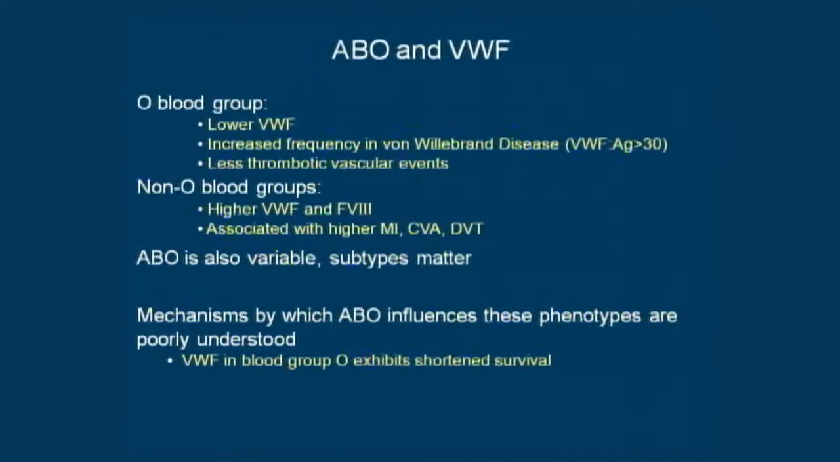So O blood group is associated with low von Willebrand factor, and it has an increased frequency in von Willebrand disease, and it's probably because in order to get the diagnosis of von Willebrand disease, you had to have a low von Willebrand factor, and the cycle continues because blood group O has a low von Willebrand factor. And blood group O is starting to look like it might be somewhat protective against thrombotic vascular events. Conversely, non-O blood groups are associated with high von Willebrand factor, high factor VIII, higher risk of MI, post-stent occlusion, second MI, infarct size, pick a thing, CVA and DVT.